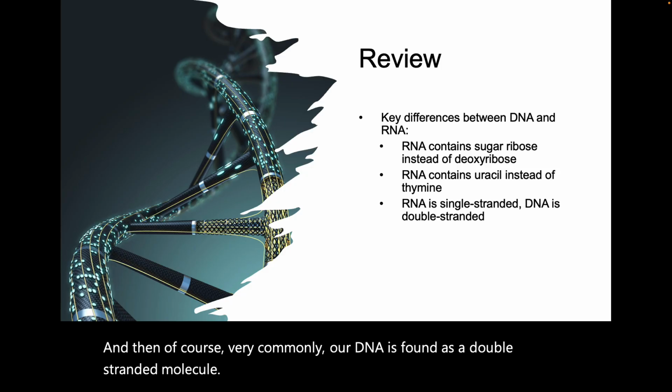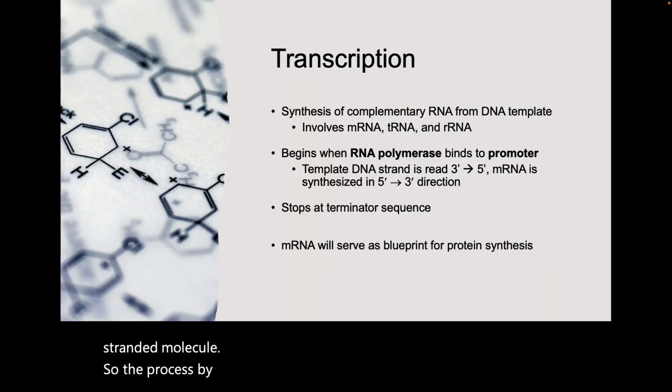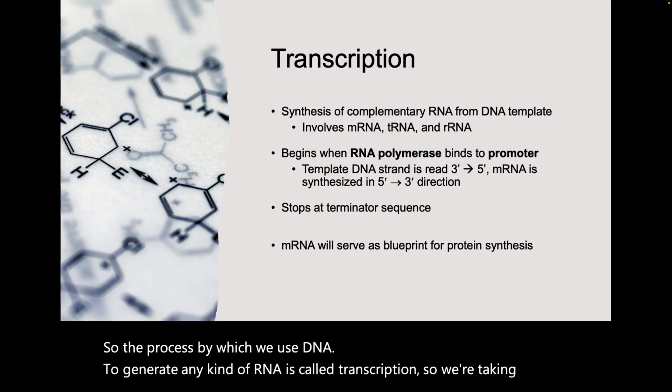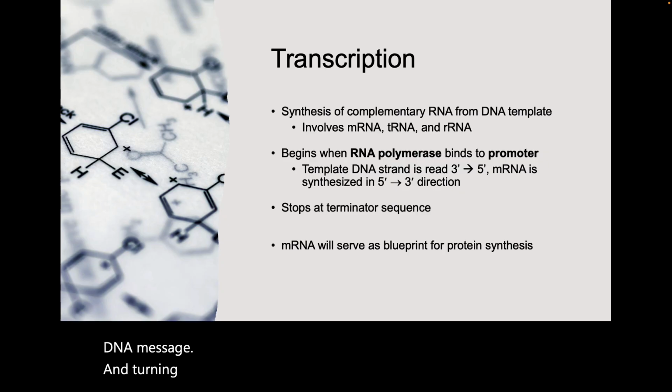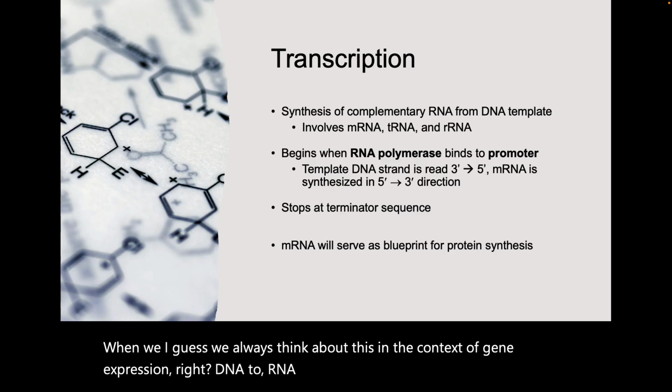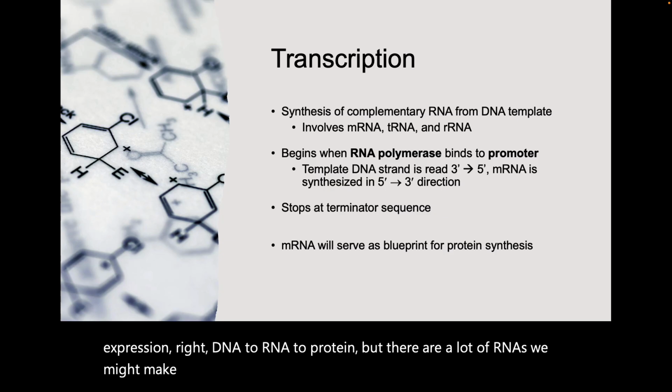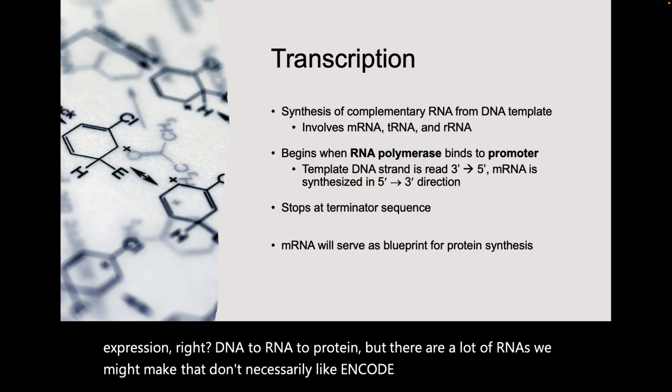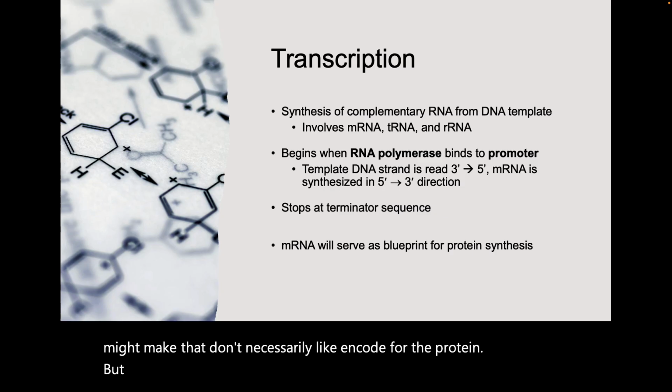So the process by which we use DNA to generate any kind of RNA is called transcription. So we're taking the DNA message and turning it into an RNA message. We always think about this in the context of gene expression, right? DNA to RNA to protein. But there are a lot of RNAs we might make that don't necessarily encode for a protein. But again, classically, that's how we think about it.